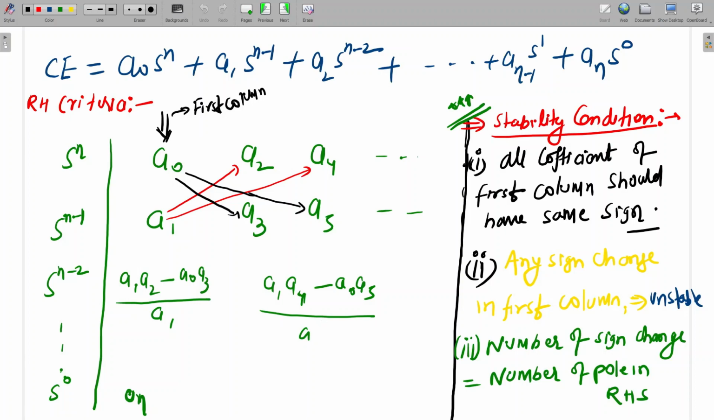If any polynomial is given, we can write it like this: s to the power n, s to the power n minus 1, s to the power n minus 2, down to s to the power 0. Initially this will be 0. Again it will be 2 and 4. We go for even numbers and odd numbers like this, and we do this kind of multiplication: a2, a1 minus a0, a3.